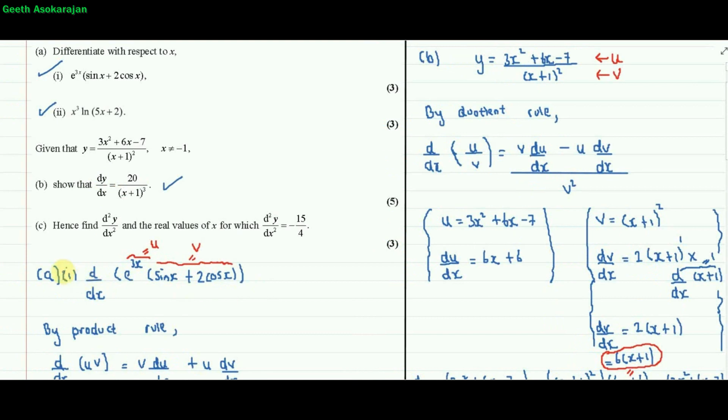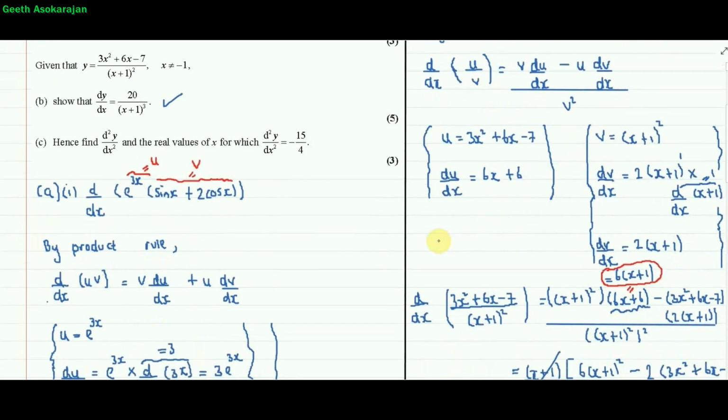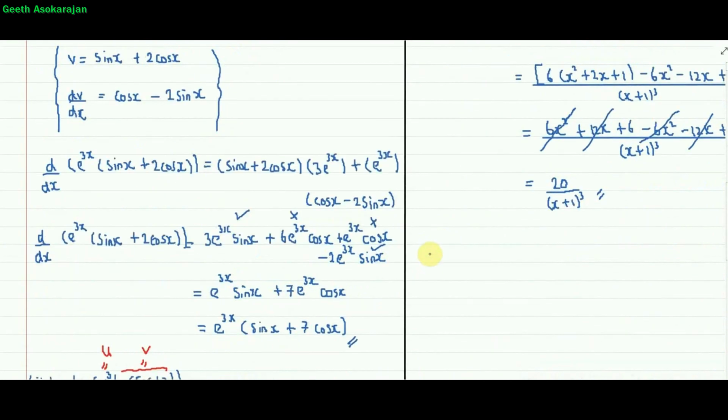Right, moving on to part C. Hence find d2y over dx squared, so the second derivative, and the real values of x for which d2y over dx squared is equal to minus 15 over 4. So let's attempt that problem. First of all, we need to use our answer for dy over dx to calculate d2y over dx squared. So for d2y over dx squared, we need to differentiate dy over dx one more time. So let me attempt part C over here.